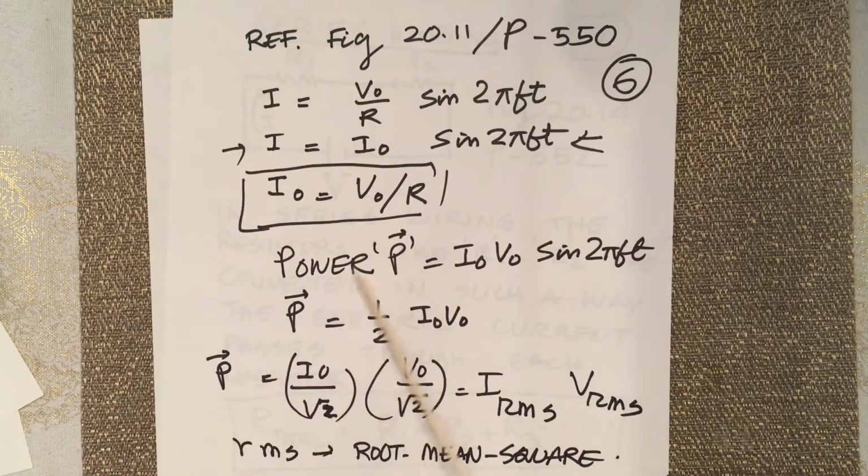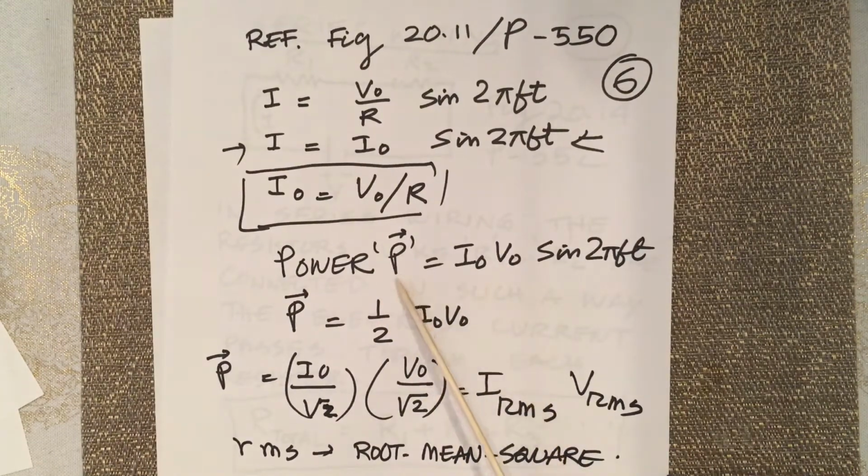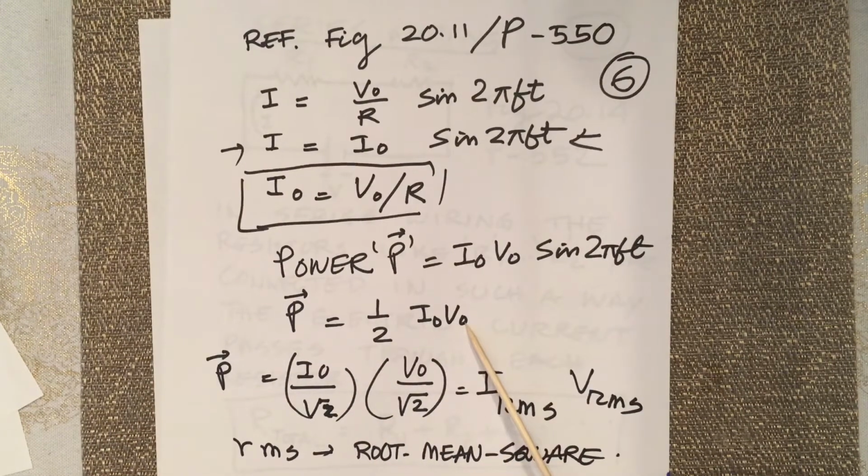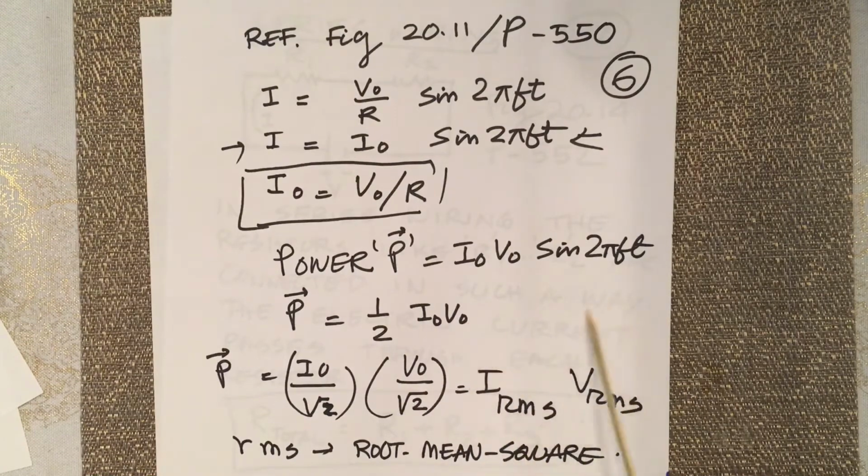We define power in an AC circuit like we define power with a regular battery terminal, or the battery, which is direct current. So power here equals I0 V0 sine 2 pi ft. Earlier we defined power as V times I. Now we have sine 2 pi ft because of the alternating current. Now P equals half I0 V0, that you see in the graph here in your book.